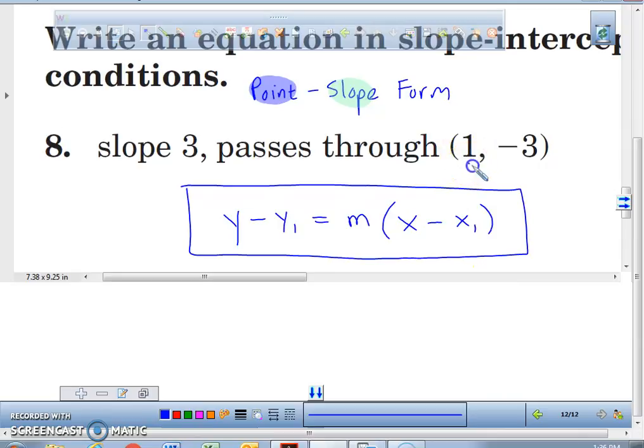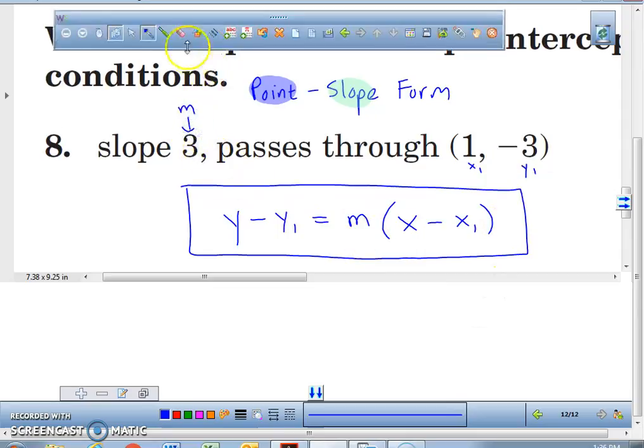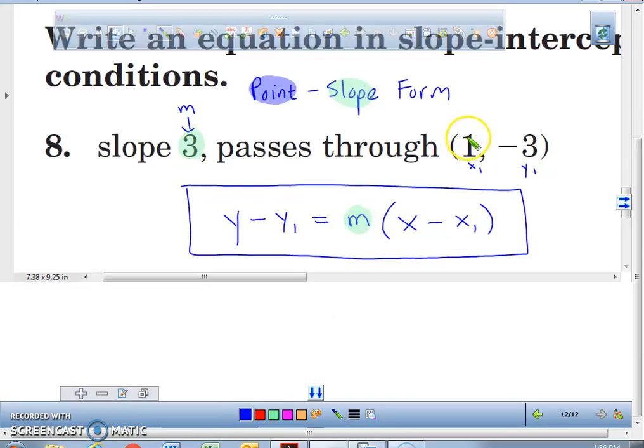Because right now, I'm going to label this little guy right here my x1. I'm going to label this little guy right here my y1. And this little guy right here, that's my m value. So I'm going to highlight it. So here we go. My m value is a 3. So I'm going to plug that guy in right there. All right? My x value right here is a 1. So I'm going to plug him in right here.